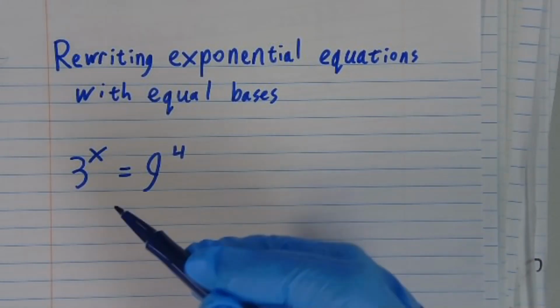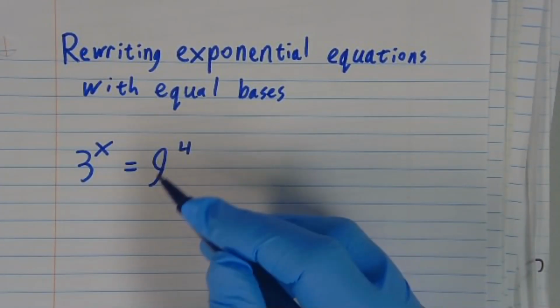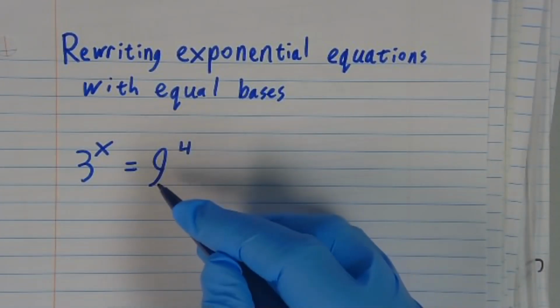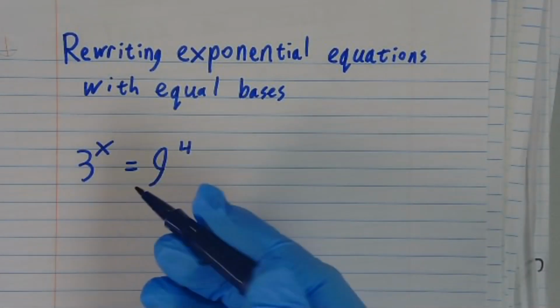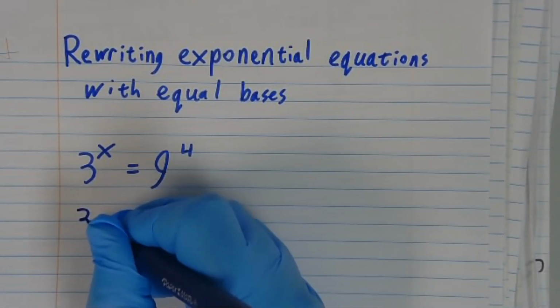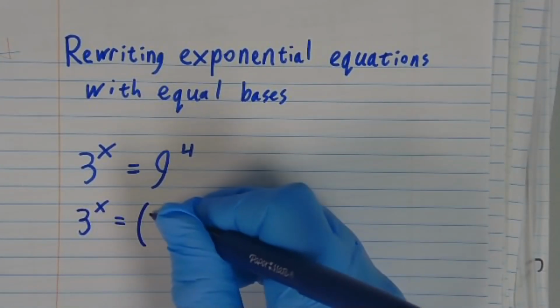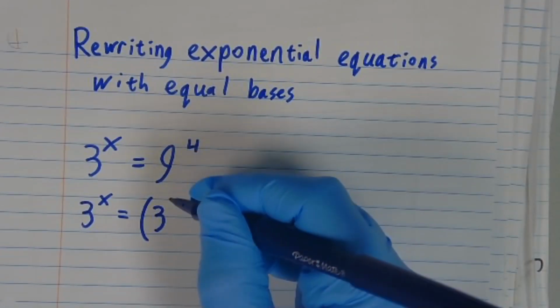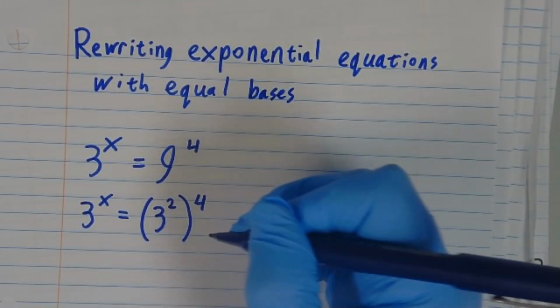This is kind of the simplest example because most of us can see fairly quickly that 9 is 3 times 3. So I can take 3 to the x is equal to 9 to the something. Well, that would also be 3 to the x is equal to, I can rewrite this 9 as 3 to the second, like that.